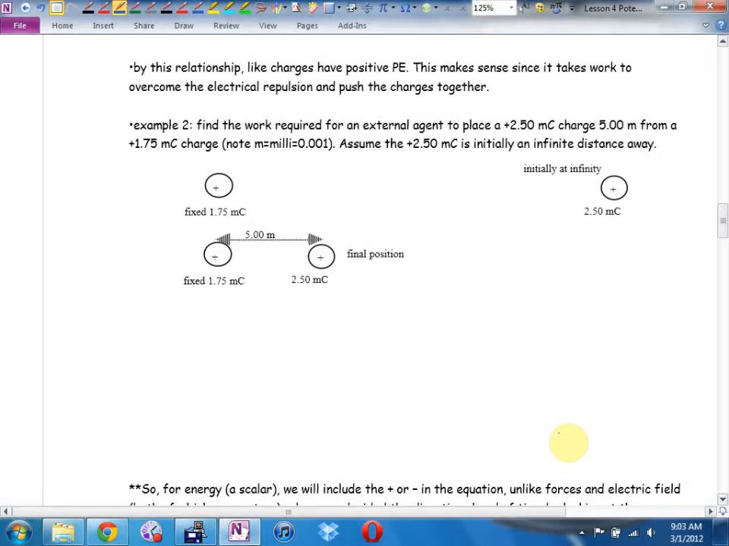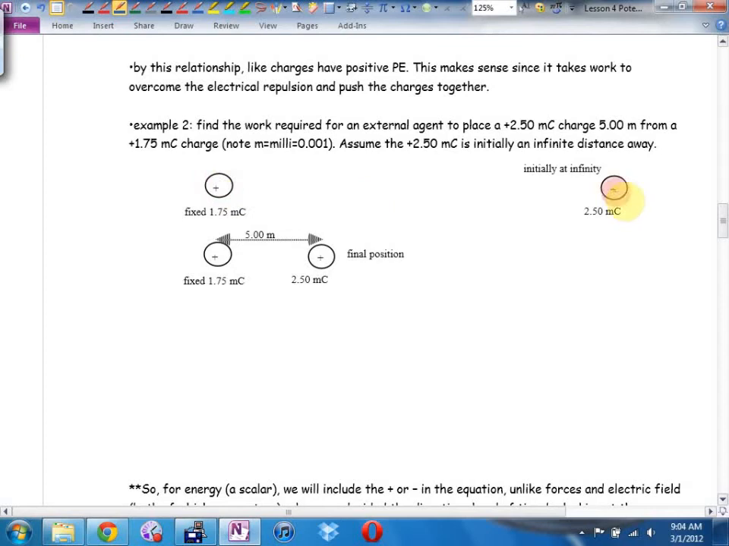By this relationship, like charges have positive potential energy. And this makes sense since it takes work to overcome the electrical repulsion and push the charges together. Okay? So let's reverse the question. Instead of falling away, let's bring it in. How much energy do I have right now out at infinity? Zero.